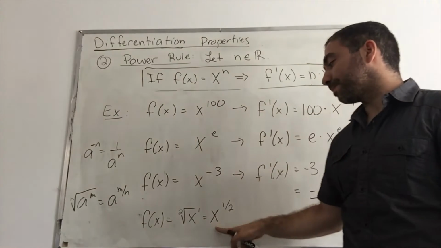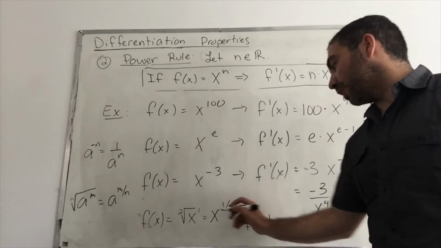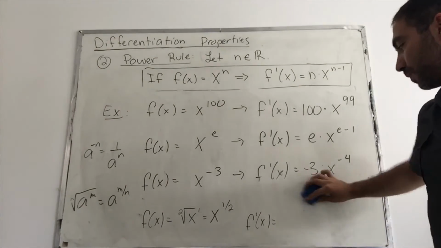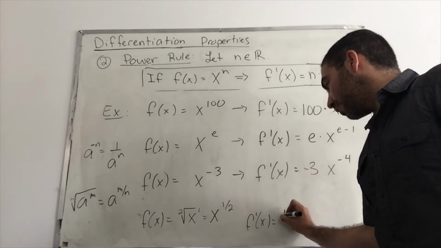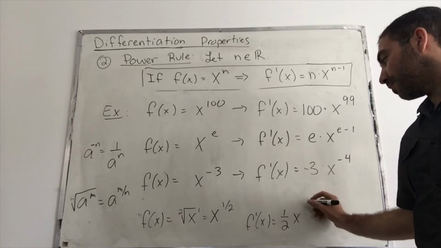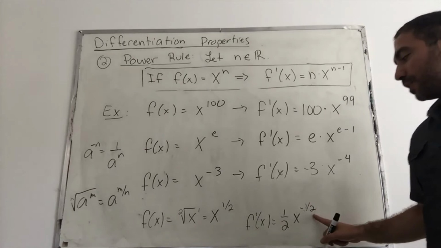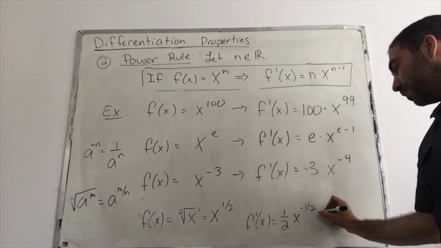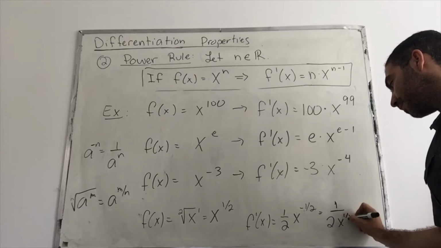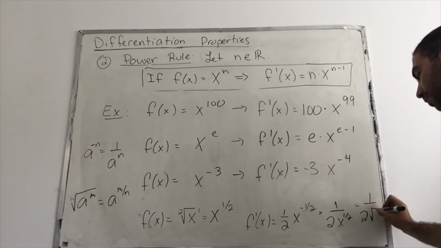It's of the form. So f prime of x, we drop the 1/2 times x, and then subtract the 1/2 by 1. So 1/2 minus 1 is negative 1/2. Again, negative exponents, we can't keep our answer like this, so we would rewrite this as 1 over 2 x to the 1/2. Or if you want to bring it back as a root, that's fine. You can rewrite it as 1 over 2 times the square root of x.